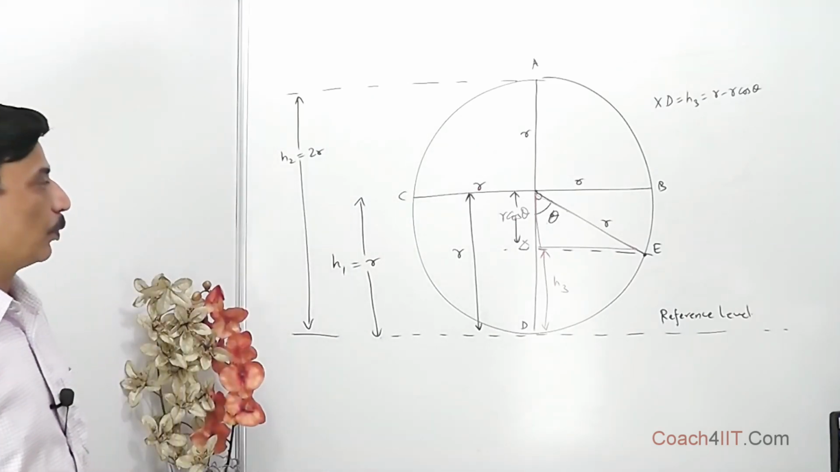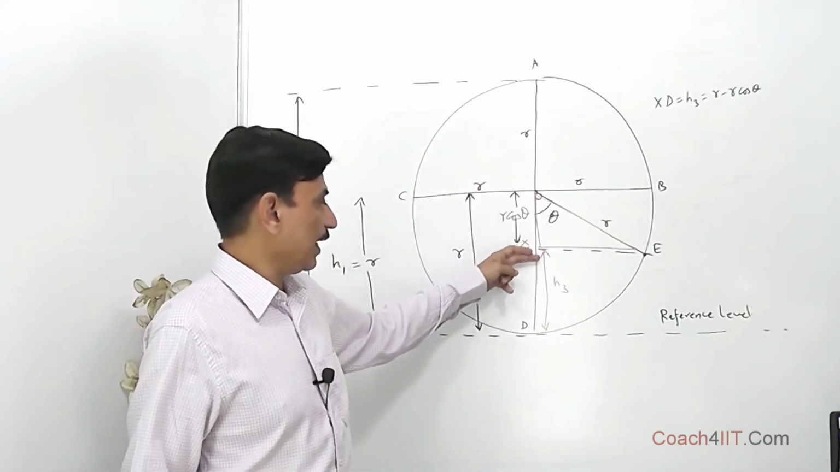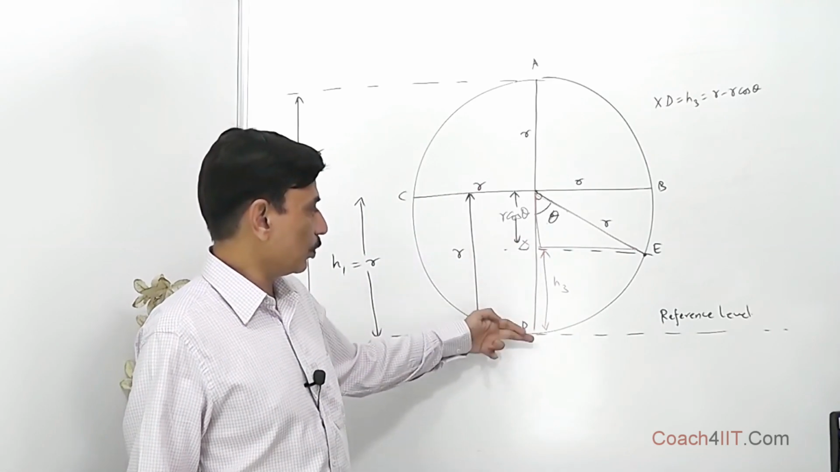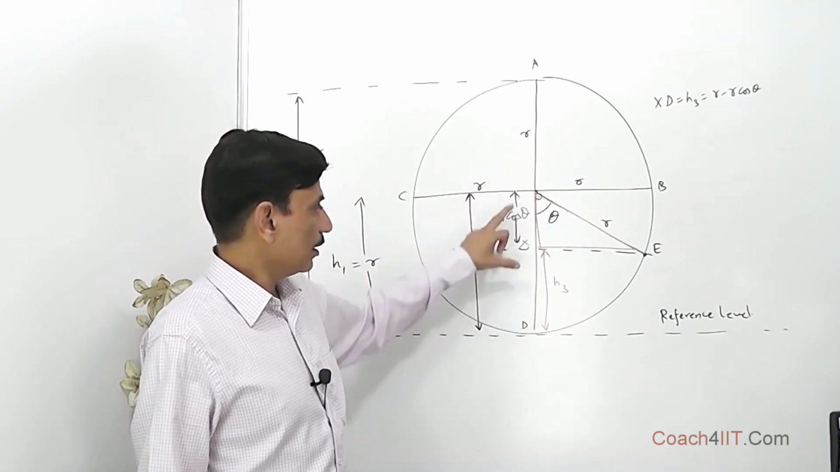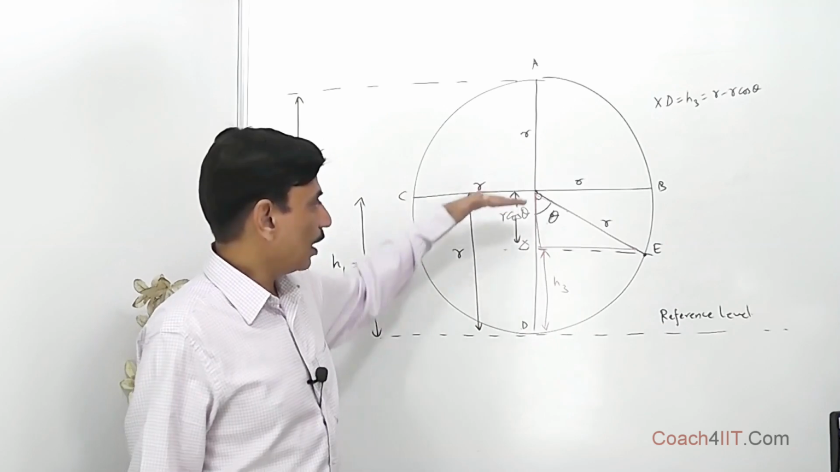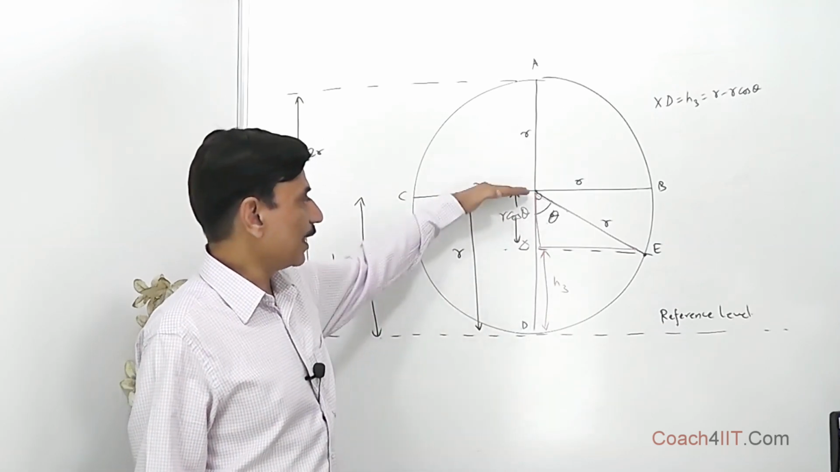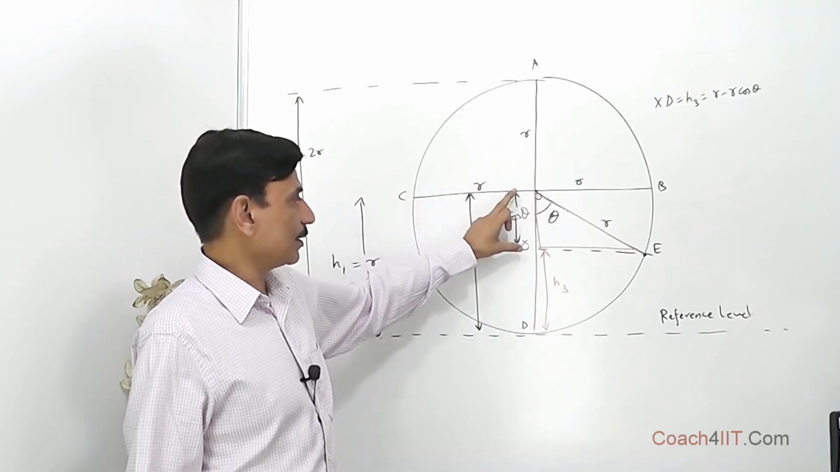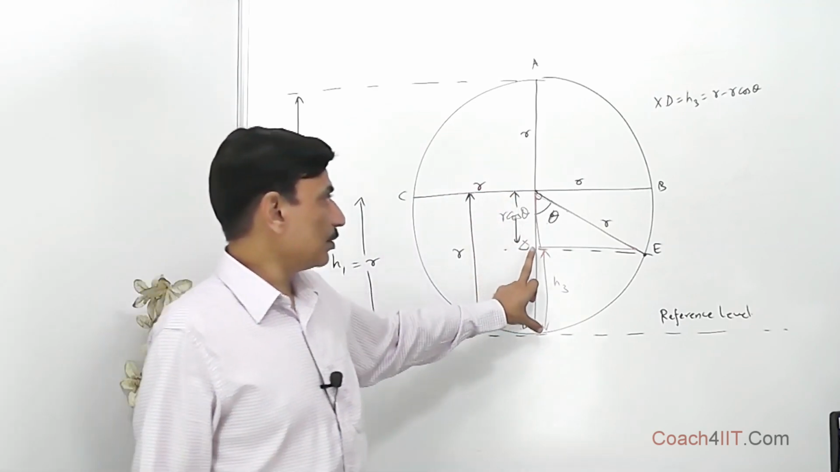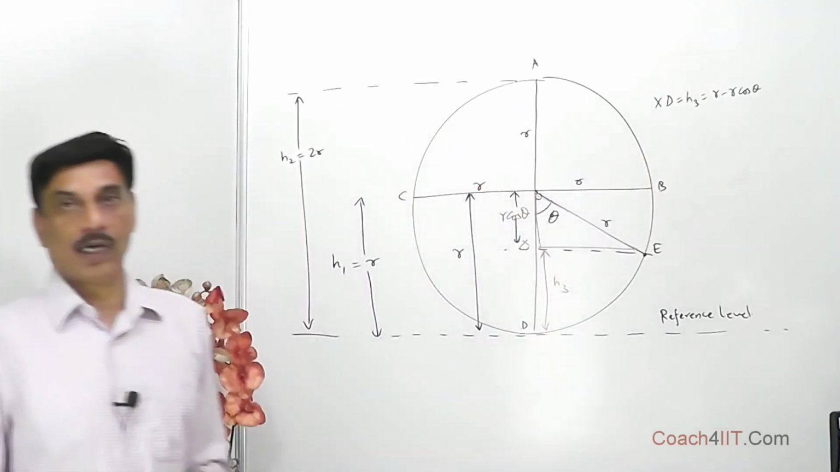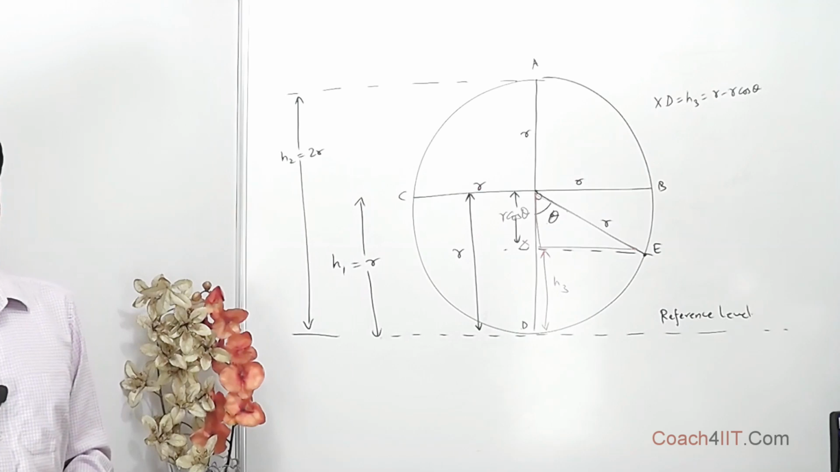So to find this height, we take the height from here to here, which is the radius of the circle, minus this height, which is R cos theta. So H3 comes out to be R minus R cos theta.